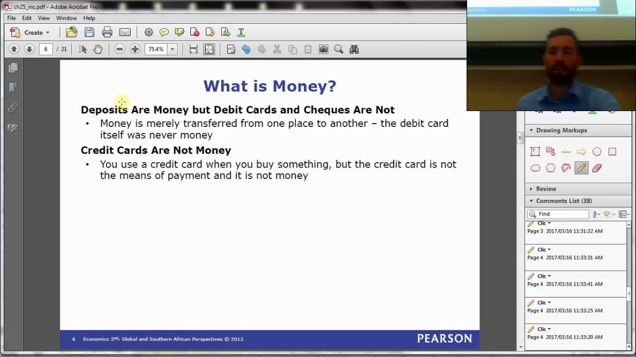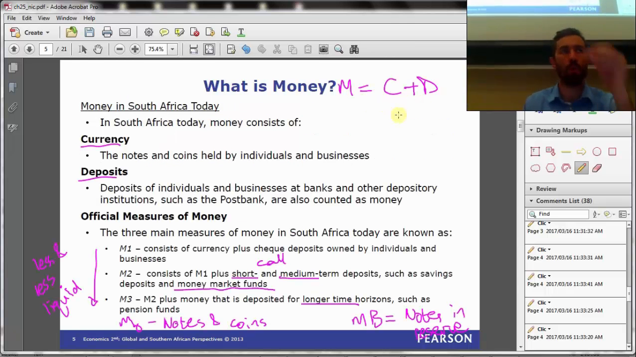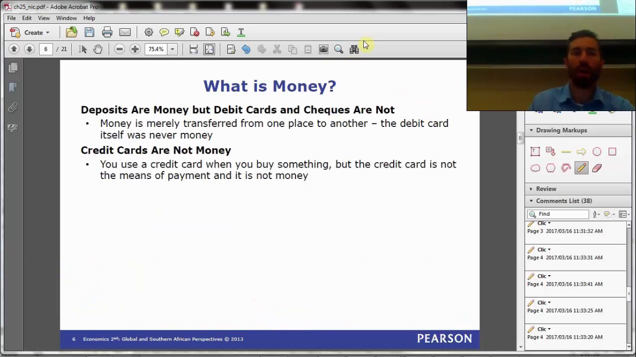We then make a distinction. If we're saying that cash and deposits are what we consider to be money, what about then, for example, a debit card or a credit card or a check? Are those not money, is the question. The argument is that a debit card itself is not money. What a debit card does is it transfers a deposit value, which is money, from one place to another place. That's what the debit card does.